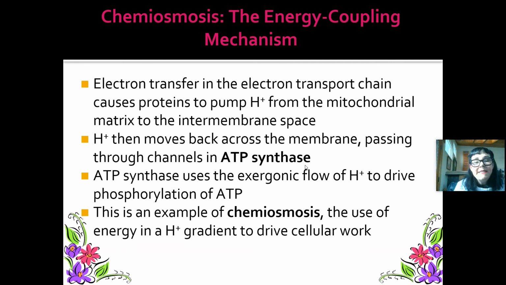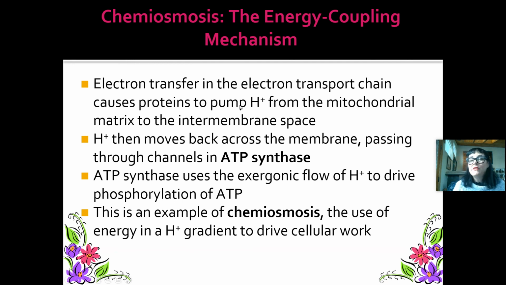And ATP synthase is going to use this flow of hydrogen ions, and there's going to be an exergonic flow of hydrogen. So energy is being released, and then ATP synthase starts spinning. It's super cool, and that drives the phosphorylation of ATP. This is chemiosmosis. So it's basically using the energy in a hydrogen gradient, which is also called a proton gradient.